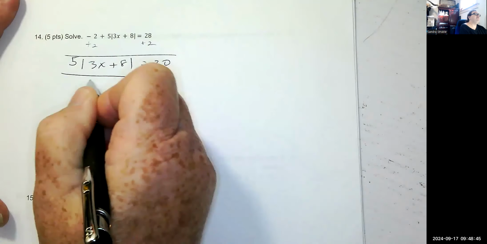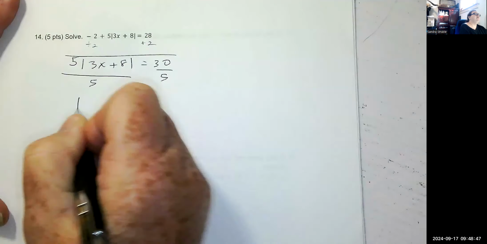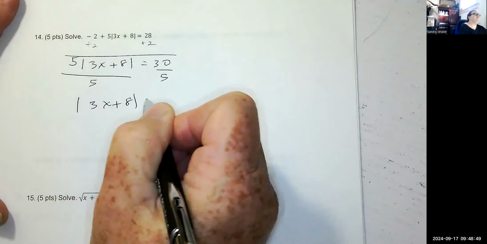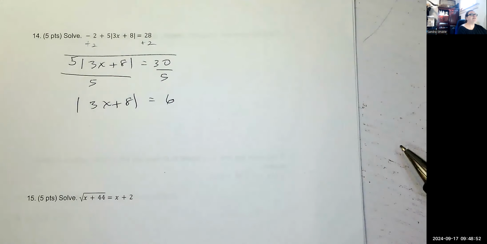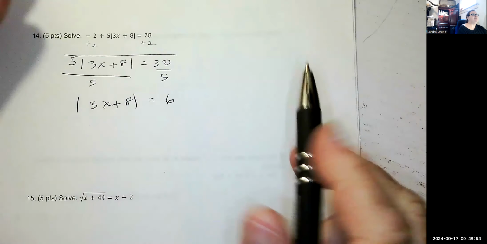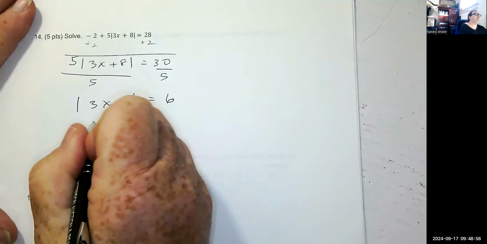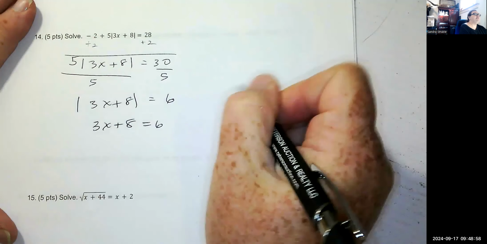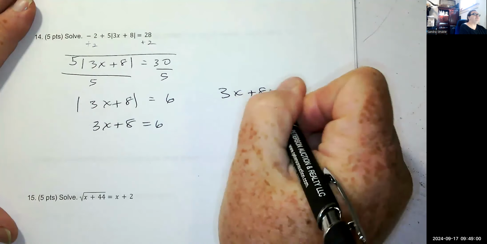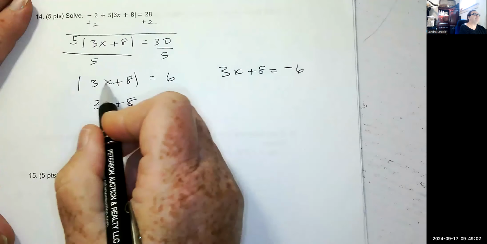Now I'm going to divide both sides by 5. Now the absolute value is by itself on one side. Now I can split it up into 3x plus 8 is equal to 6, and 3x plus 8 is equal to -6. Remember, you can have 2 answers in here.